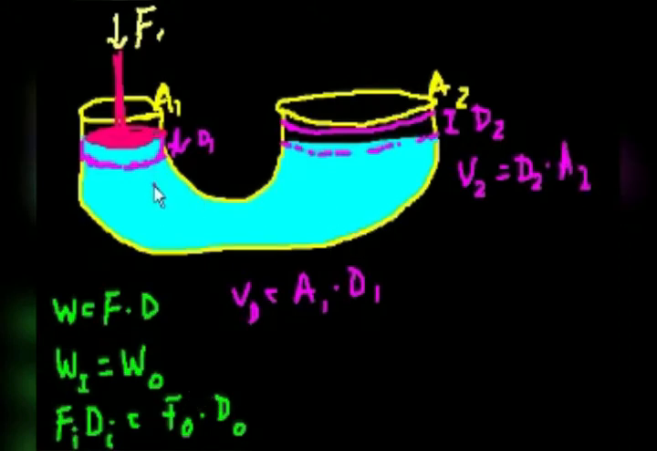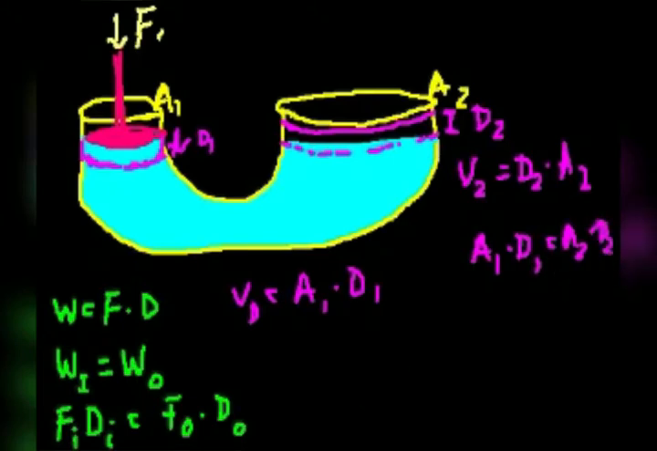And we know that this liquid is incompressible. So this volume has to be the same as this volume, right? So we know that these two quantities are equal to each other. So area 1 times distance 1, this area times this distance, is going to be equal to this area times this distance, area 2 times distance 2.